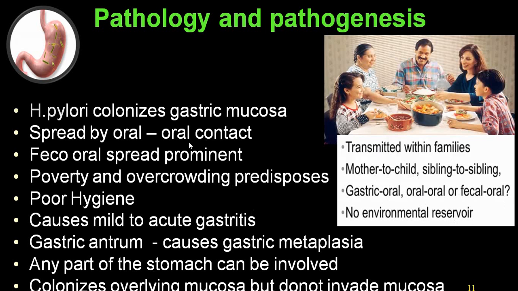Once it penetrates the mucosa, it will produce mild to acute inflammation, and that will give rise to what we call gastritis. The gastric antral part is most commonly involved, and it can also result in gastric metaplasia, which is one of the factors responsible for gastric carcinoma and gastric lymphoma. As such, any part of the stomach can be involved in H. pylori infection, and it will colonize the overlying mucosa but does not invade it. It stays on the surface of the mucosa.